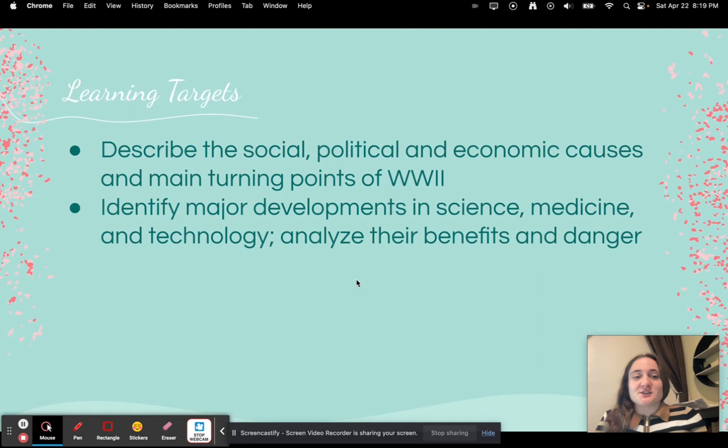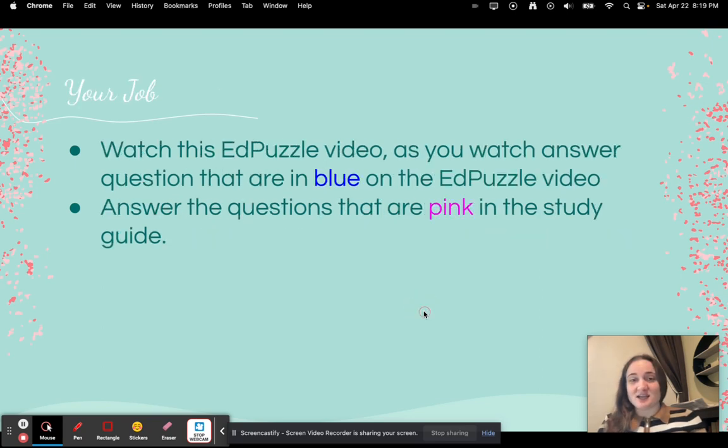So, learning targets. You're going to describe the social, political, and economic causes and main turning points of World War II. Again, we're just going to focus solely on Japan, and identify major developments in science, medicine, and technology, and analyze their benefits and danger. So, pretty much that means the atomic bomb. We're going to talk about that today as well.